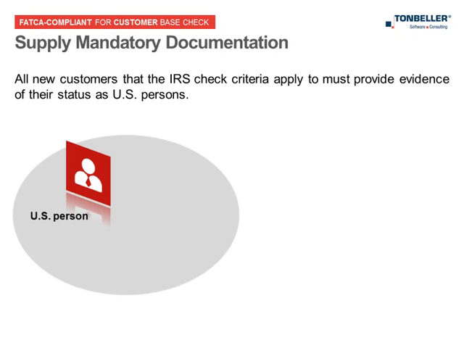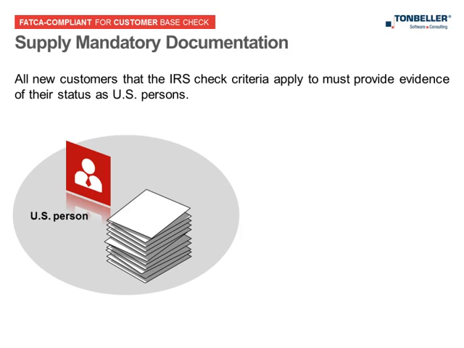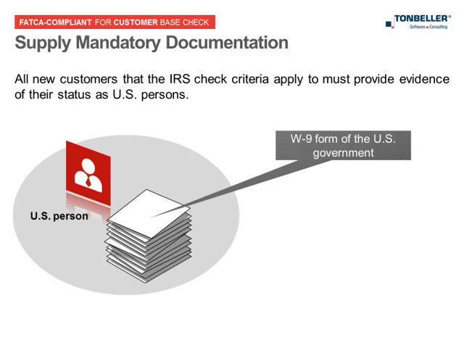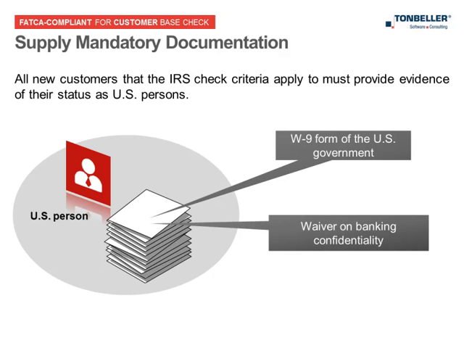All new customers that the IRS check criteria apply to must provide evidence of their status as U.S. persons. This requires corresponding forms and IDs. If there is an alert for U.S. person evidence on the U.S. status, it is provided by the W-9 form of the IRS. A waiver on banking confidentiality may be required.